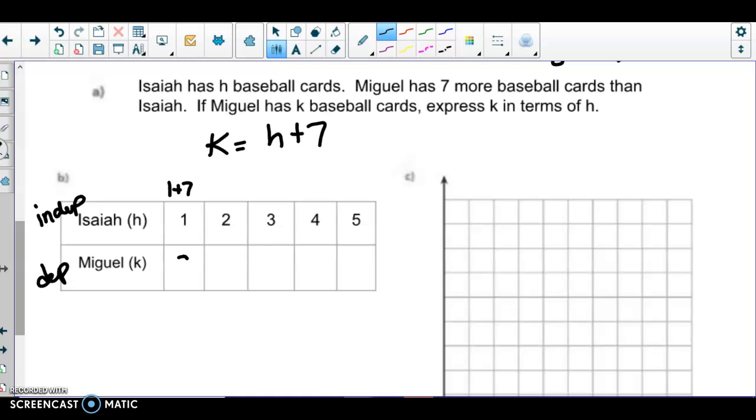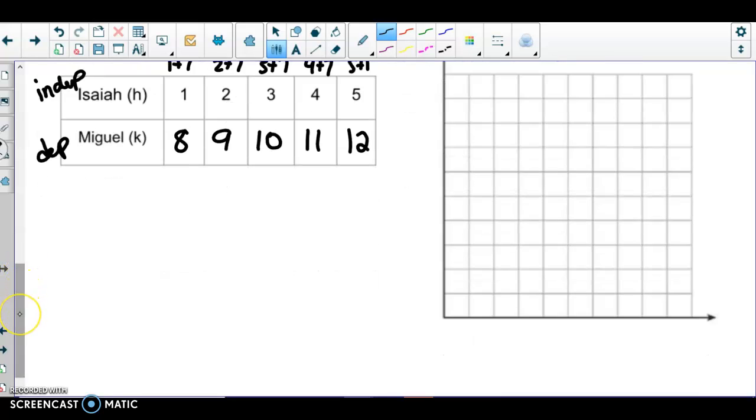1 plus 7 gives me 8. 2 plus 7 gives me 9. 3 plus 7 gives me 10. 4 plus 7 gives me 11. And 5 plus 7 gives me 12. Okay, Isaiah is independent, which means he's going to go on the bottom, and we're counting by 5s. Isaiah. Oh, I think I spelled his name wrong. A-I-A-H, and he is H. That means Miguel is on the side. Miguel.